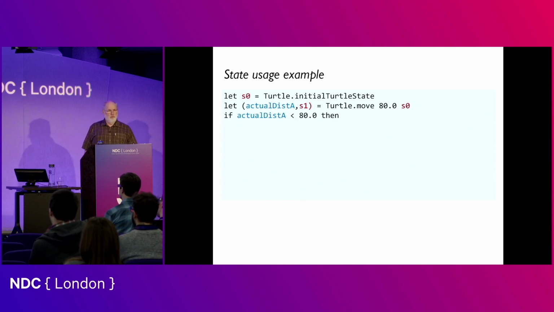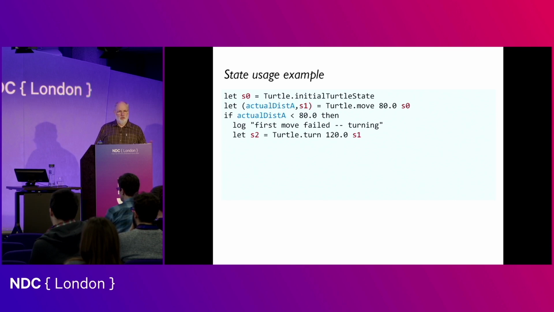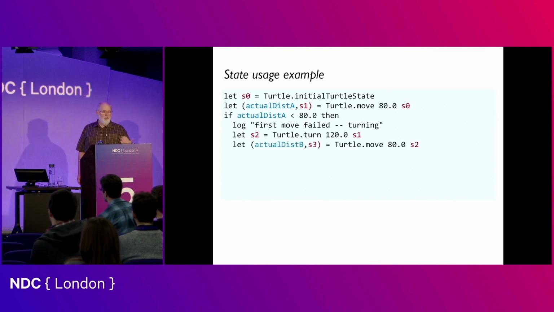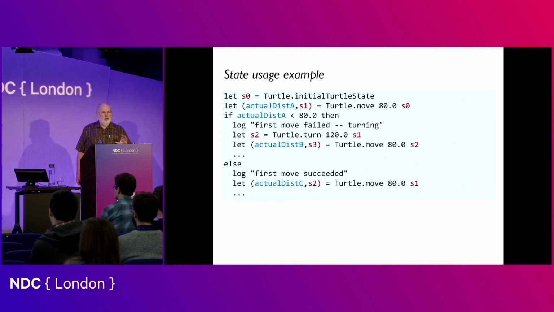And then we might make some decisions based on that. If the distance is not what we expected, we might log it as an error, and we might turn it so it doesn't hit the wall again or something. Anyway, and then we run the move again, and we get the actual distance moved again, and so on and so forth. So this is what it would look like, kind of the crude way of implementing this. So again, this is good for testing because everything's extremely explicit. There's no magic going on.